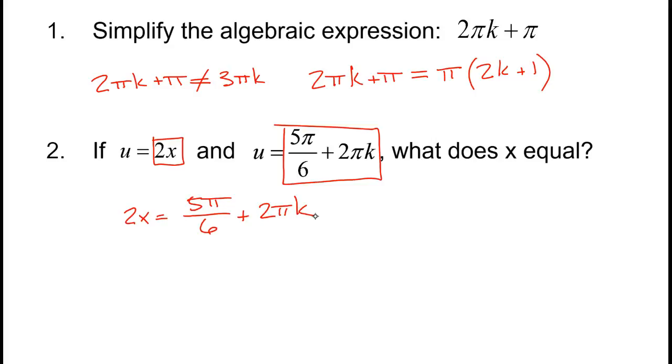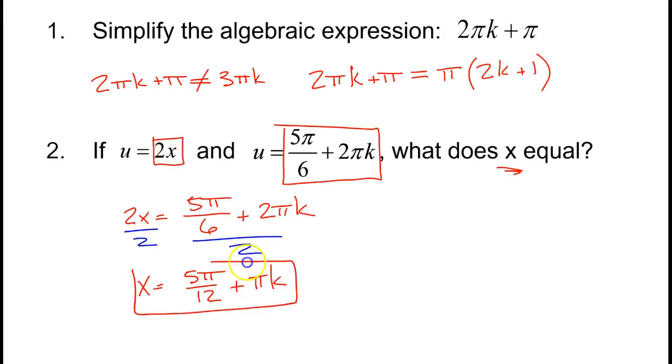Now if I'm solving for x, which is what I was asked to do here, I'm just going to divide both sides of this equation by 2, and I'm going to be left with x equals, let's see, 5 pi over 6 divided by 2 is 5 pi over 12, and when I add 2 pi k divided by 2, that's just plus pi k. Okay, so that's what x equals. I'm really done with the problem. I do want to show you a slightly different format though. So this is one final answer, and let's take a look at another.